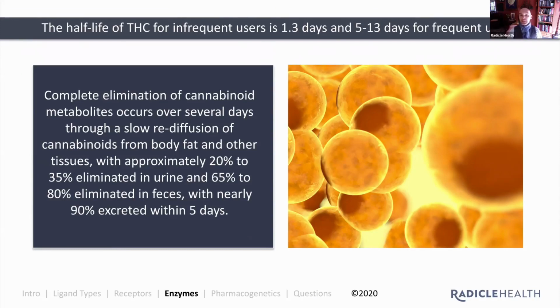So the half-life for THC for infrequent users is 1.3 days, but for frequent users it's 5 to 13 days. Also, after inhalation, there's a metabolite called carboxy THC that can be detectable in plasma for as long as 1 week. So, for example, when you hear stories about people who were tested for cannabis after an automobile accident, we probably don't know whether they used cannabis that day or a week ago, or if they were a frequent user 3 weeks ago.